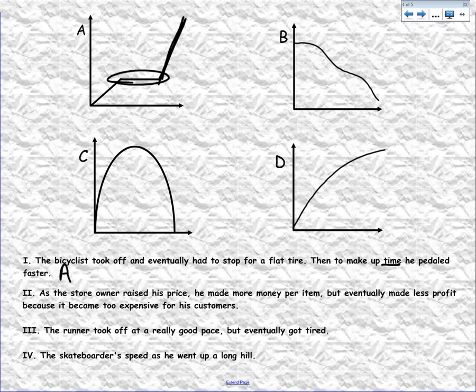Situation number 2, as the store owner raised his price, he made more money per item, but eventually made less profit because it became too expensive for his customers. So he's making more and then starts to lose it. So I'm thinking he's got price and profit as his two variables. And I think it's going to be C. He gains some and then he loses it. So we'll put price here, profit over here.